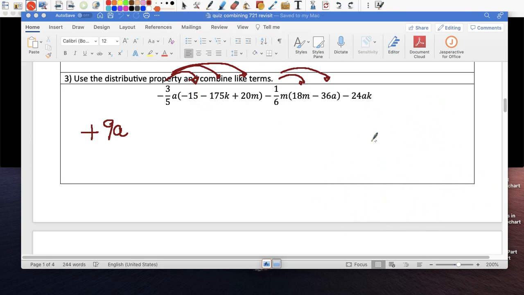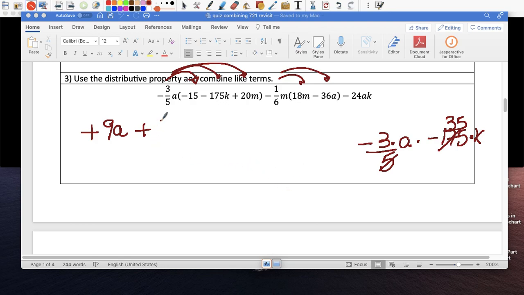Second part. Again, I'll pull it to the side. Negative 3/5 A times negative 175K. Okay, and again, look, there's multiplication. In multiplication, we can move things around. So first of all, negative times a negative is again positive. 3/5, you can multiply 3 times 175 and then divide it by 5, or divide 175 by 5 and multiply by 3. It's whatever you want. So I'm going to simplify 175 and 5. 175 divided by 5 is 35. I'm left with 35. 35 times 3 is 105.